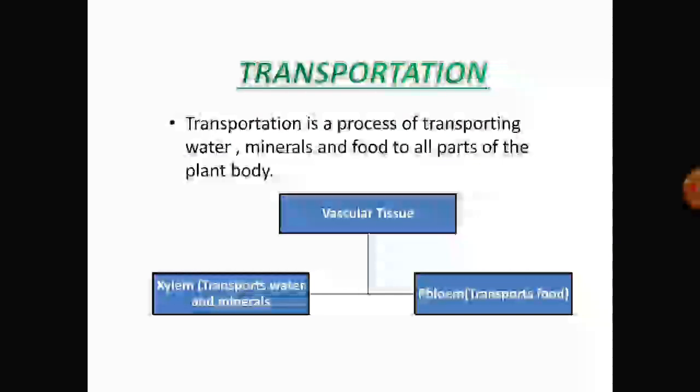Transportation. Now, transportation is a process of transporting water, minerals and food to all parts of the plant body. And this transportation is carried out in plants by a system called the vascular system, which is composed of conducting tissue or vascular tissue. And this vascular tissue consists of xylem and phloem. Xylem transports water and minerals, and phloem transports food.